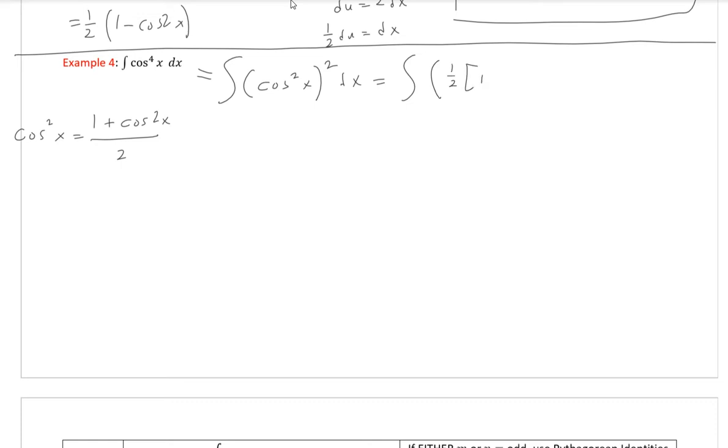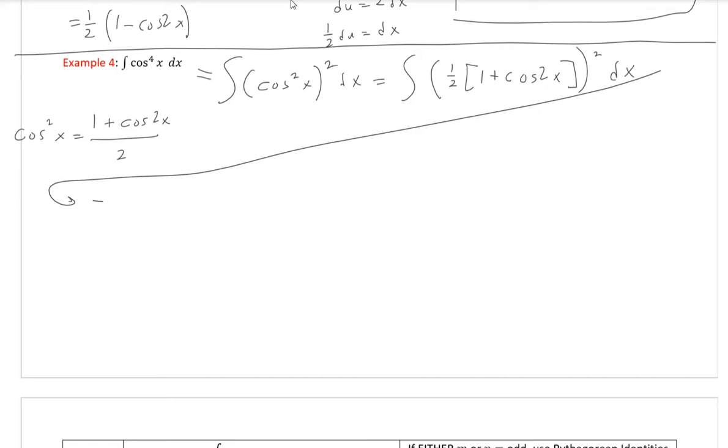Now I'm keeping the 1/2 separate because I'm just about to take that to a power, and it is itself a constant. So I'm just going to pull that out of the integral to make it a little bit easier. There's no reason I need to have those 1/2s floating around, or what will become 1/4 when I square it.